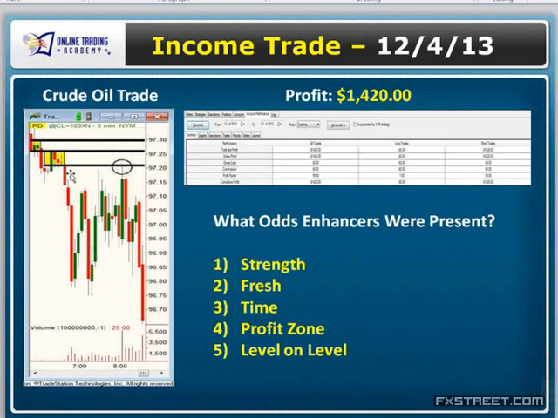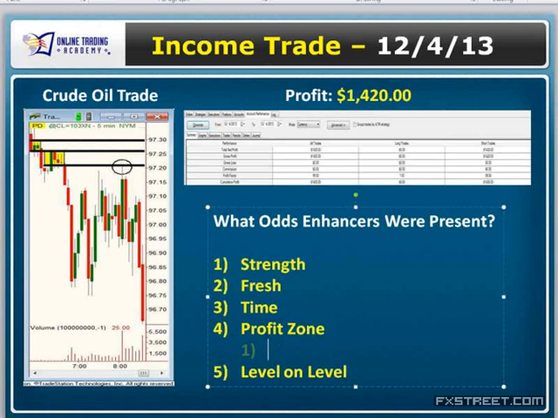So here we had a number of odds enhancers at play. Again, number one and number four are really tied together. Strong drop in price away from the level. Prior to the entry here, it was a fresh level, meaning price had not come back there. Time at the level, price didn't spend much time, and then profit zone. So remember, how did price move away? Was it a strong move in price? And how far did it go? So there's really two things there, right?